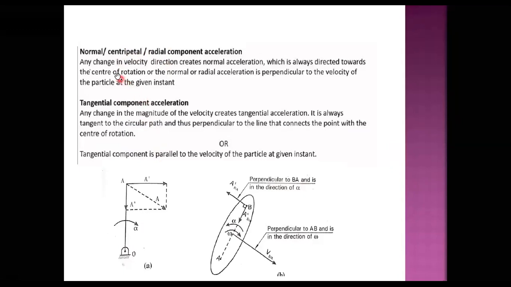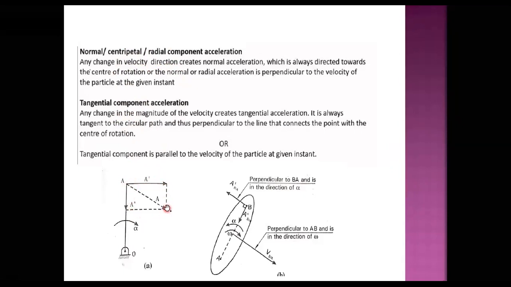Here, because of the change in velocity direction, normal acceleration is going to be induced. Because of the change in magnitude of the velocity, tangential acceleration is going to be induced. As you can see, this is normal and this is tangential. Normal means always perpendicular. Tangential is with respect to the body, the tangential direction.